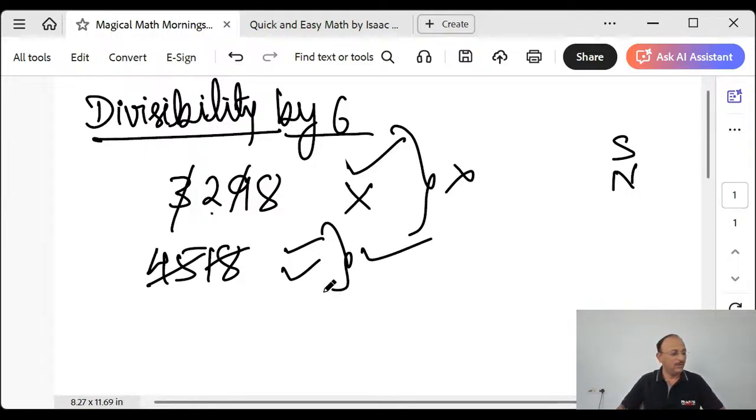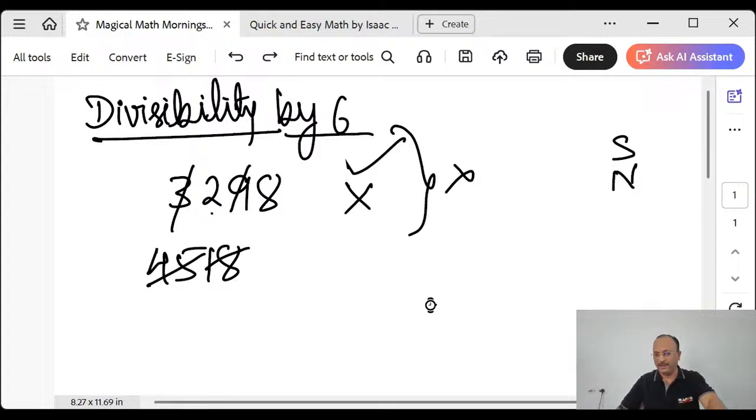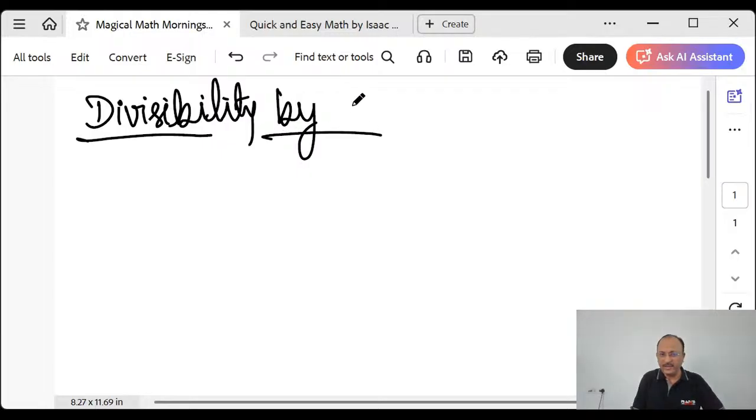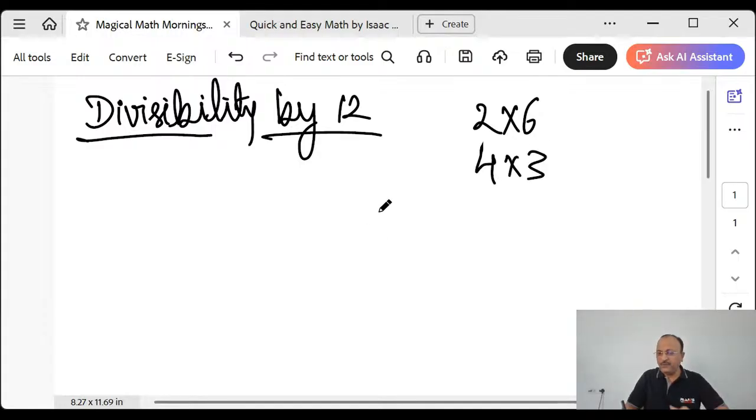Correct? Now, let us extend the same thing to 12, because all other numbers we have already learned. So now we'll go for divisibility by 12. 12 can be written as 2 into 6 or 4 into 3. But when we take 2 into 6, 2 is a factor of 6, or 6 is a multiple of 2. That means if you check the divisibility by 6, obviously it will be divisible by 2 also. So we should not consider this.